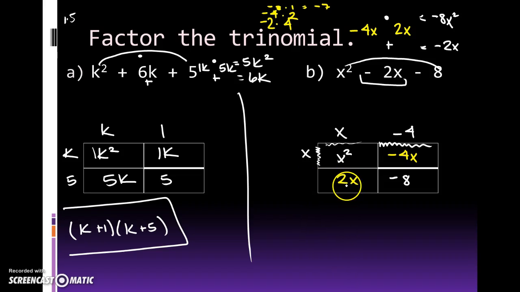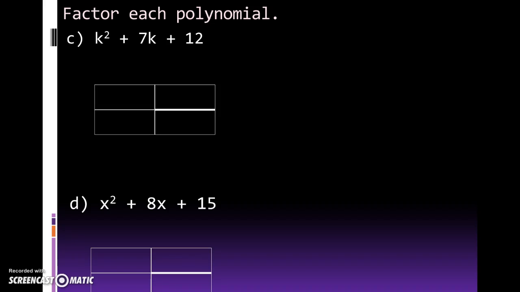Positive what? What goes into 2x and negative 8? 2. So you have x minus 4 and x plus 2. Very good. Okay, some of you are like, okay, that was slow and I get it. Go ahead and go solo and try this right now. You can press pause and then press fast forward when you're done.